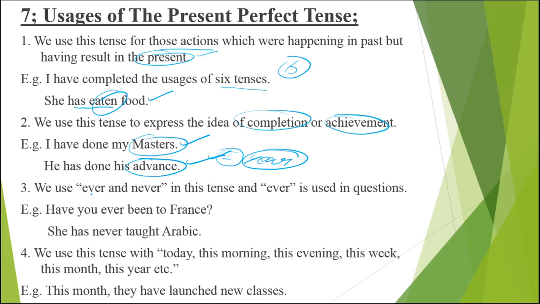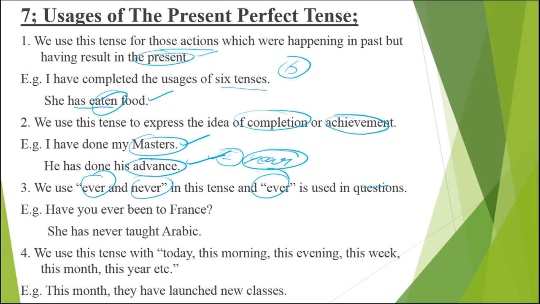Usage number 3, we use this tense with ever and never. We use ever and never in this tense, and keep in your mind, ever is used for asking questions and never is used in your negative sentences. And ever means in your entire life, have you done that action or not?